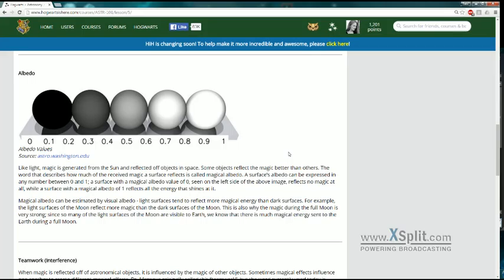This is also why the magic during the full moon is very strong, since so many of the light surfaces of the moon are visible to Earth. We know that there is much magical energy sent to the Earth during a full moon.